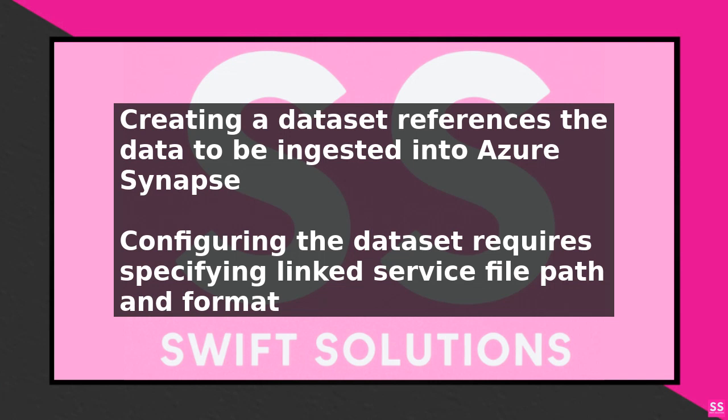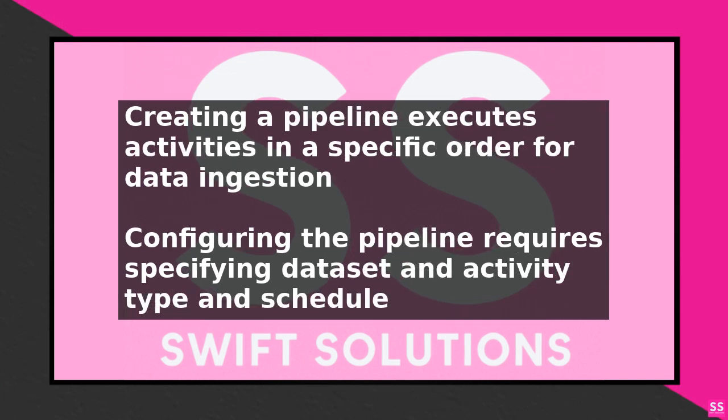Step 7: Configuring the pipeline. Once we have created the pipeline, we need to configure it to ingest the data from Azure Blob Storage into Azure Synapse. We will need to specify the dataset and the linked service, as well as the activity type, such as copy data. We can also specify the schedule and the error handling settings.